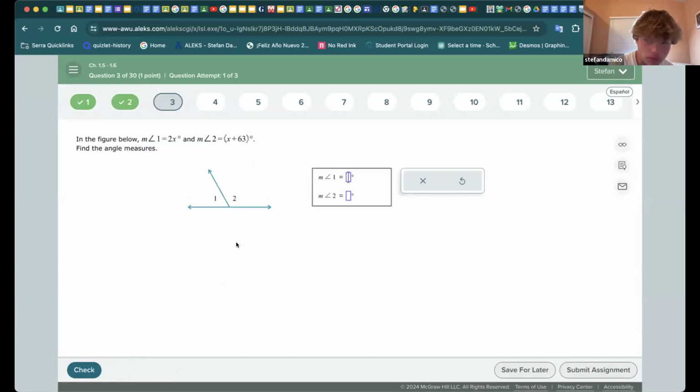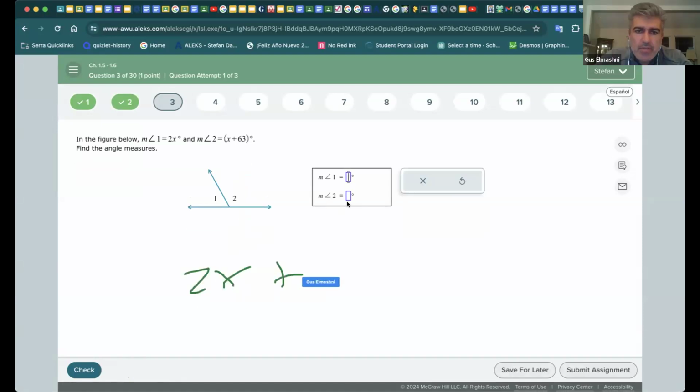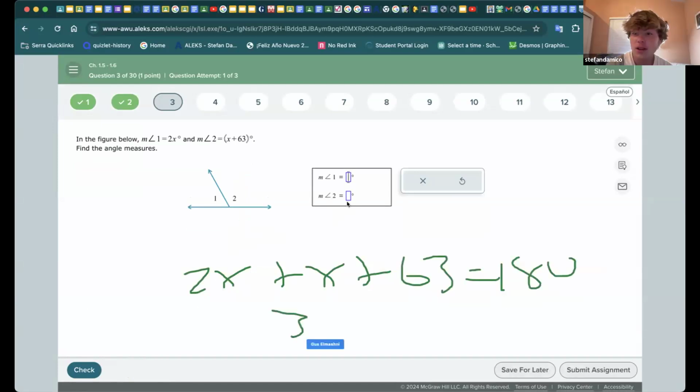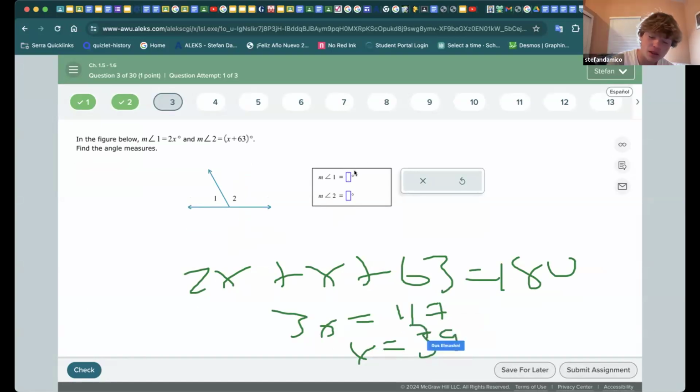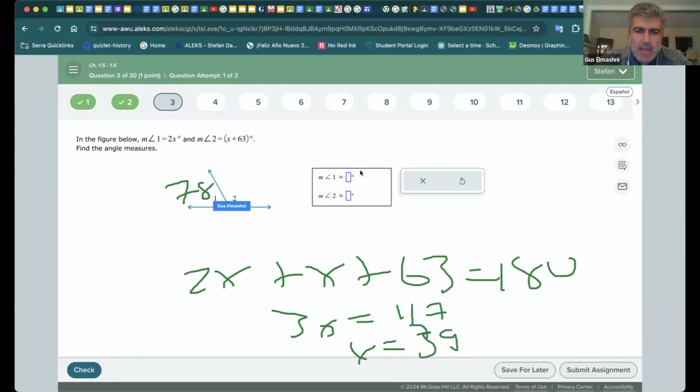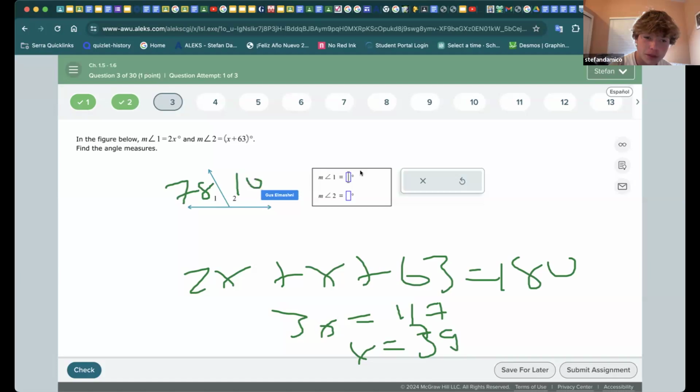So you have to make an equation here. So the equation is going to look like this. The bottom one's going to be, so x is 39. So if x is 39, then that would be 78. And that will be 102. Yeah. 78.